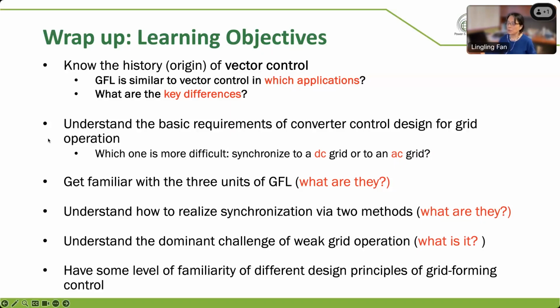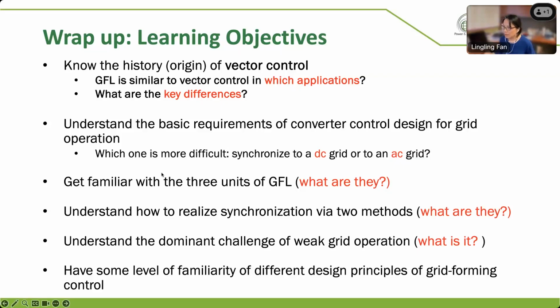So I put one quiz question here. Which one is more difficult, synchronizing to a DC grid or an AC grid? Yeah, DC grid, you don't have to do too much. Right? AC grid, there's an angle. That angle, you have to measure, synchronize, and generate an angle. DC grid, you can just directly put this together, right? As long as the voltage is similar.